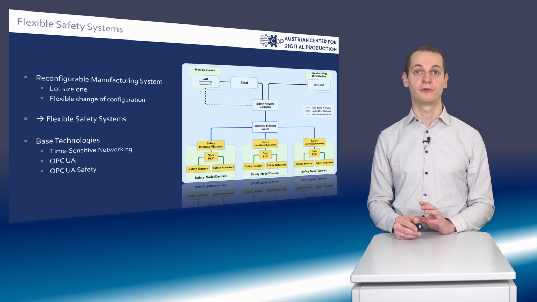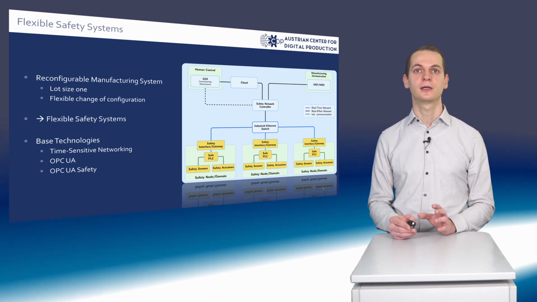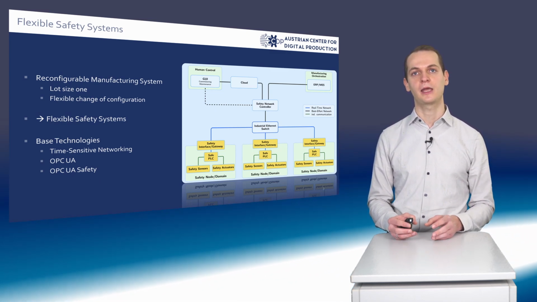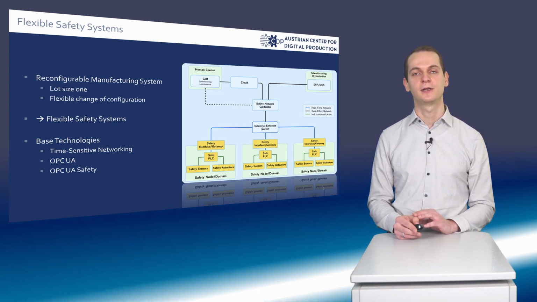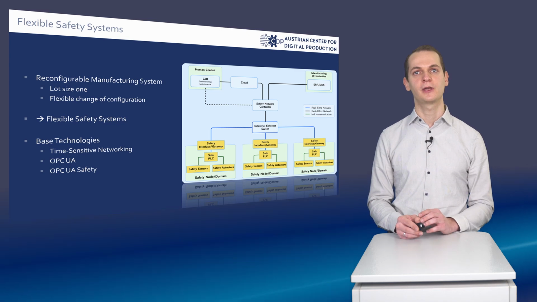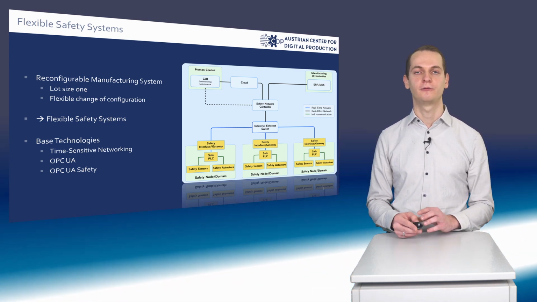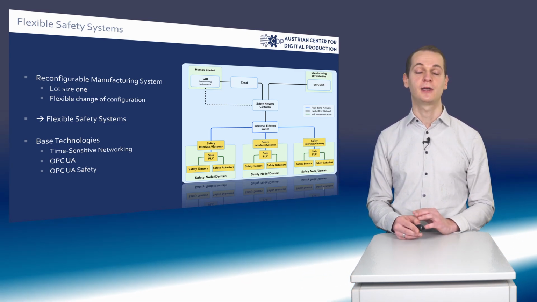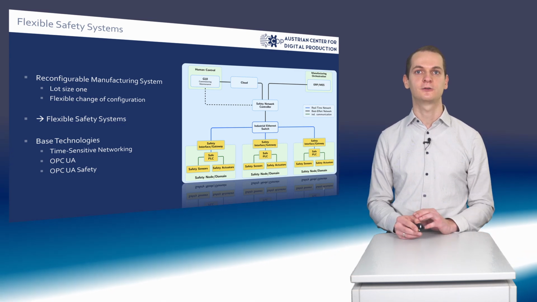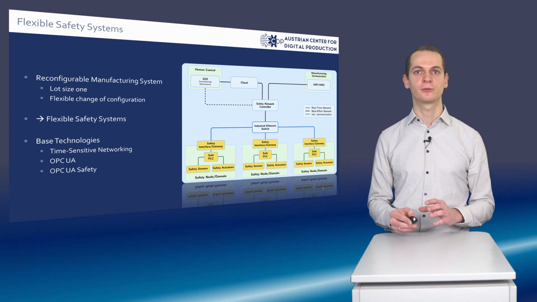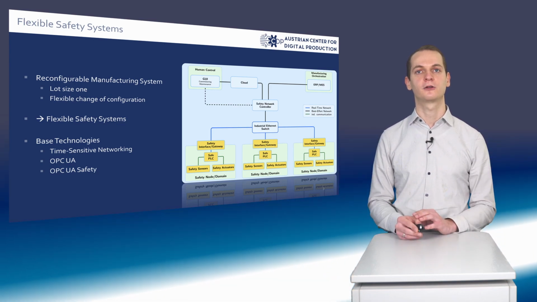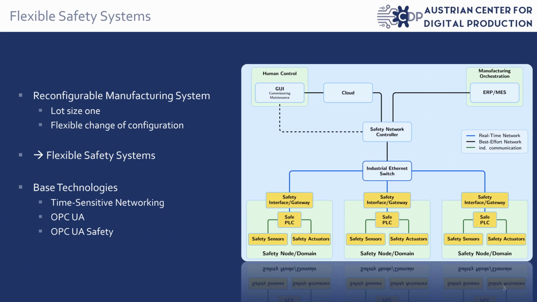As you remember from the previous webinar, a reconfigurable manufacturing system aims to produce a large number of highly individualized products. This means that the manufacturing system has to be frequently reconfigured, which also affects the safety system. Hence, the need for a flexible safety system. Our concept of a flexible safety system builds upon three base and standardized technologies, which are time-sensitive networking, OPC-UA, and OPC-UA safety.